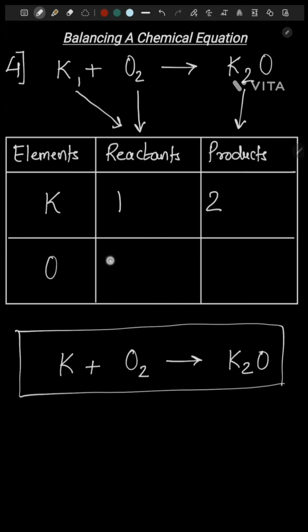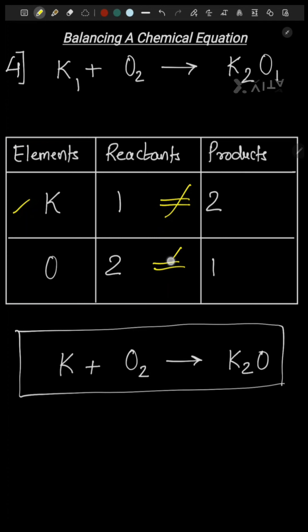On the reactant side, the atoms are 2, and there is no number, meaning it is having 1 atom of oxygen on the product side. Now we are going to check whether potassium is balanced or not. As we can see, 1 and 2, so it is not. Similarly, 2 and 1, even this is also not. So both of them are not balanced.